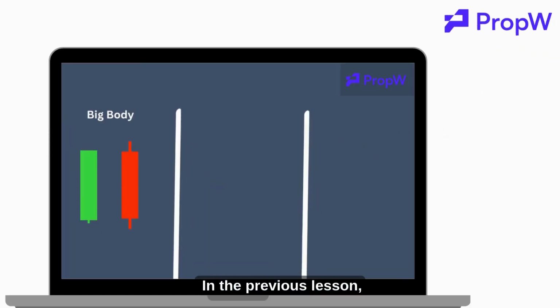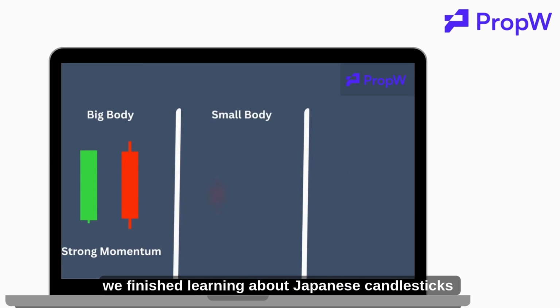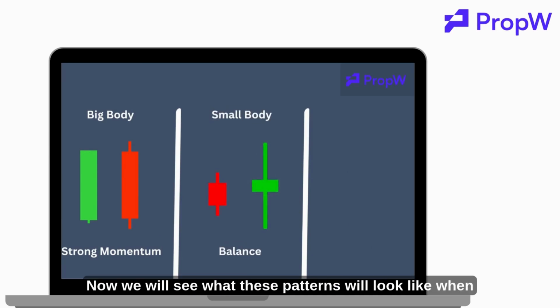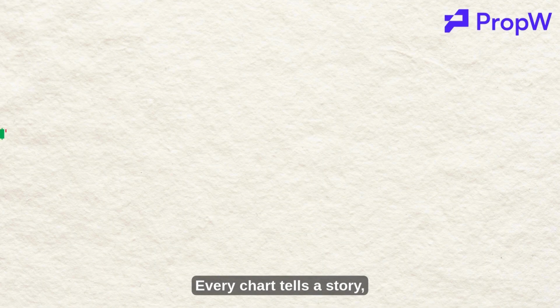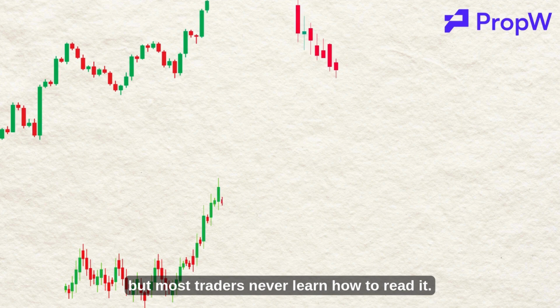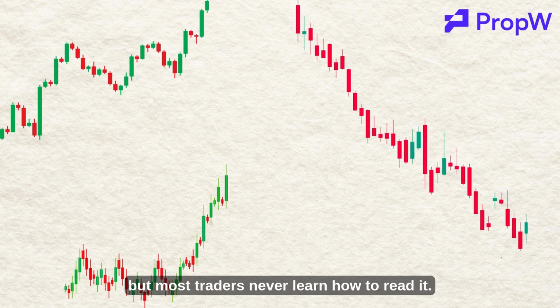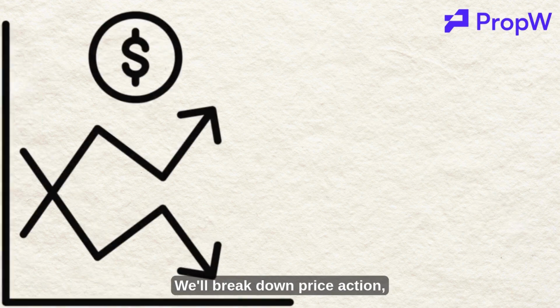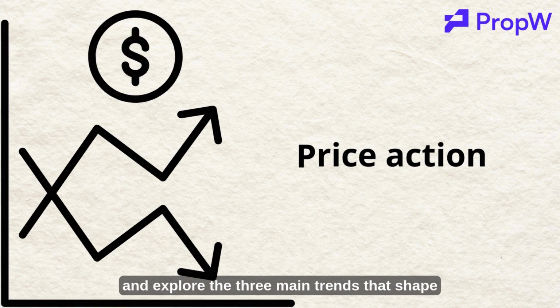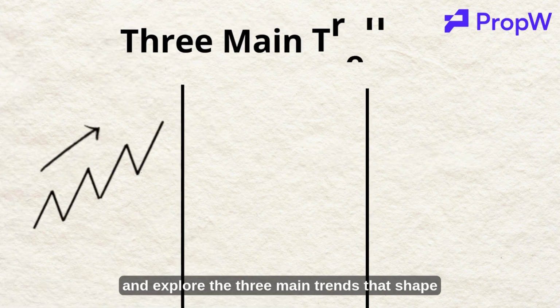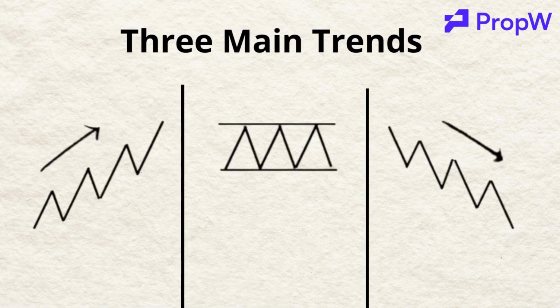In the previous lesson, we finished learning about Japanese candlesticks and their famous patterns. Now we will see what these patterns will look like when combined on the chart. Every chart tells a story, but most traders never learn how to read it. In this video, we'll break down price action, the purest form of market analysis, and explore the three main trends that shape every market move.